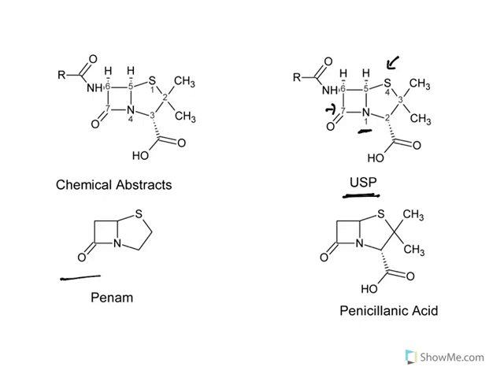Now this common ring structure is known as penam. Without any substitution, only the bicyclic ring is known as penam. If it has side chains, it is commonly known as penicillinic acid.